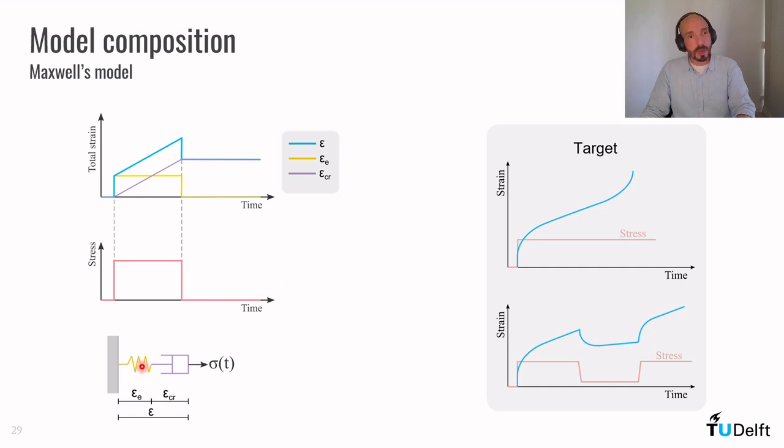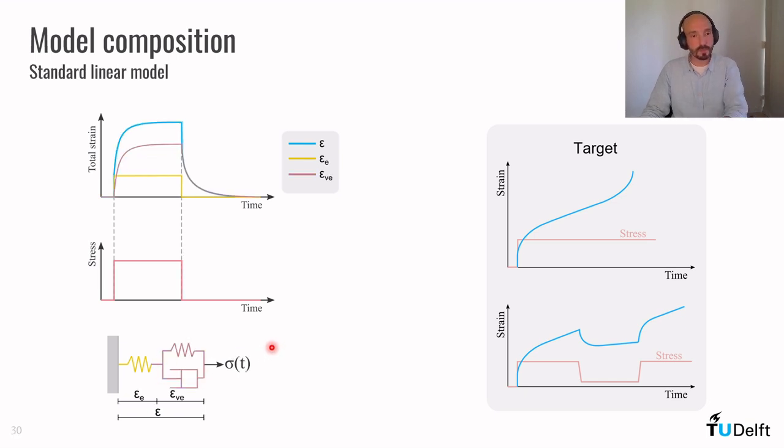Now, from this Maxwell's model, we can replace this dashpot by a Kelvin-Voigt element like this. So we have a spring in series with a Kelvin-Voigt element, and this is called a standard linear model. It's a very well-known model for viscoelastic materials.